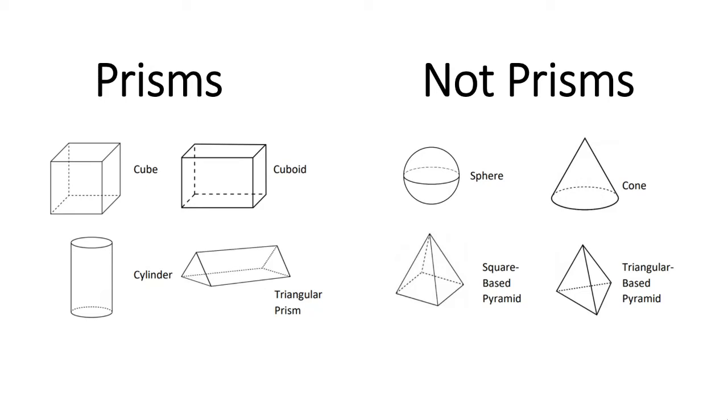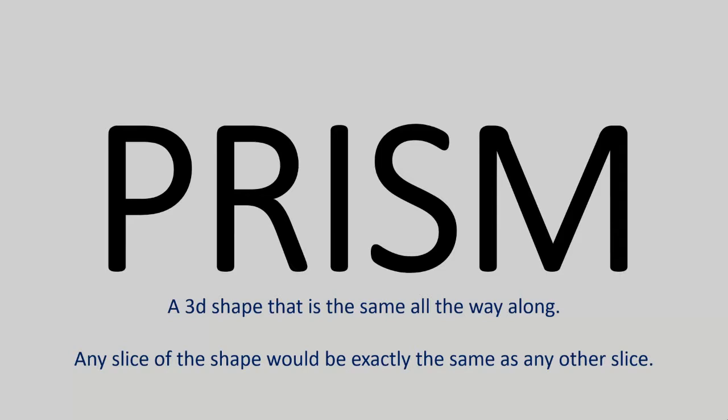And if we stretch that shape down along its whole length, if we look along the whole length of that shape, it's the same shape all the way through, as in exactly the same shape. Whereas the sphere, the cone, the square-based pyramid, the triangular-based pyramid, they change. They get wider as we move down the shape, or narrower as we move towards one particular end of the shape. The prisms are the same shape all the way through. So we define a prism as being a 3D shape that is the same all the way along.